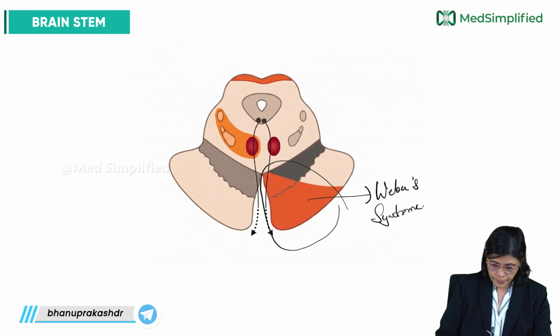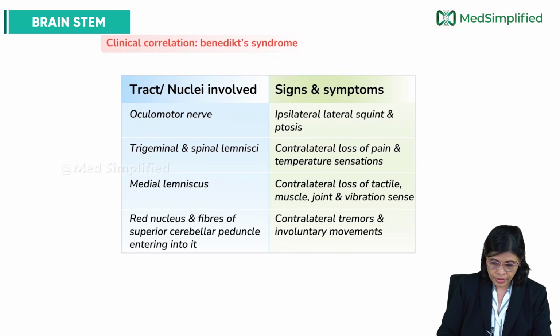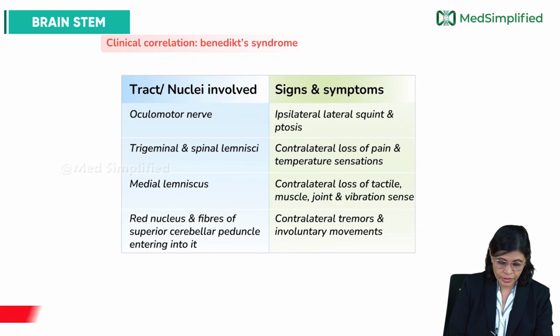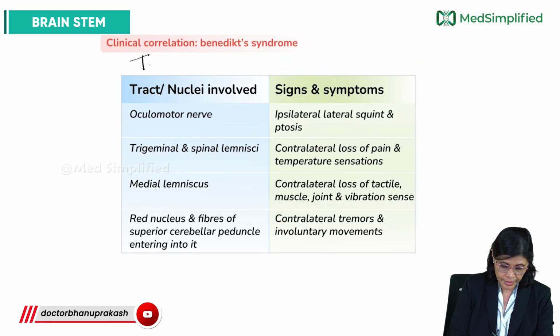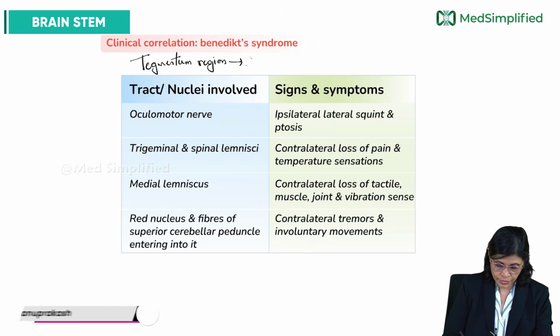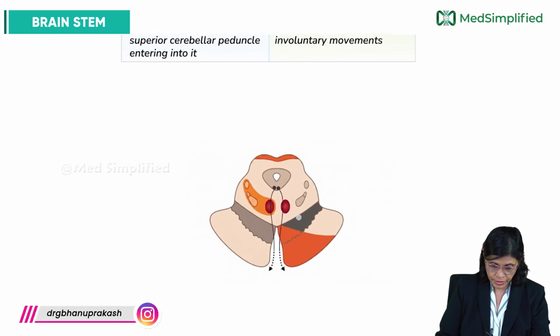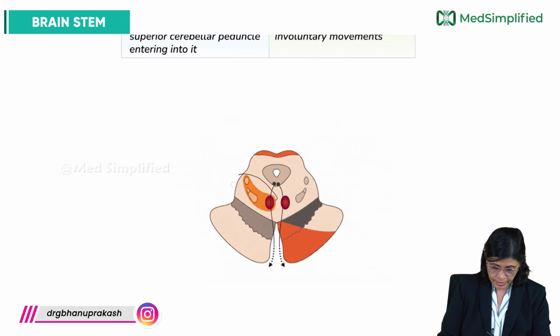Next we have Benedict syndrome. This is basically ischemia of the tegmental region. Parkinson's was in the basilar region, so this is in the tegmental region. Tegmentum region means it involves all this region, the tegmentum, and this is the tectum here, so this is the tegmentum.